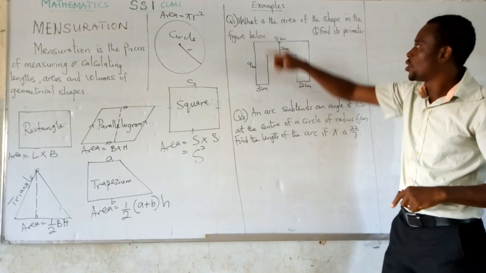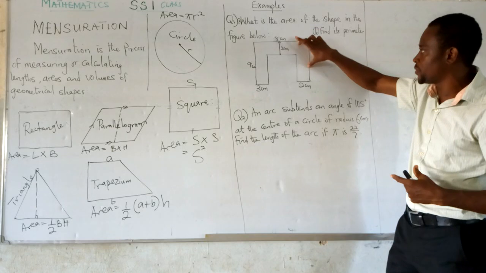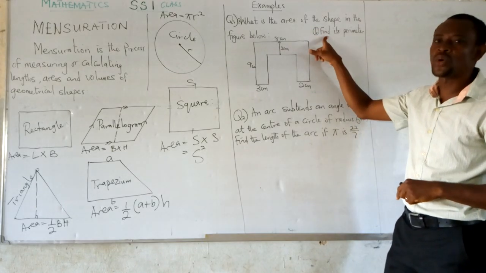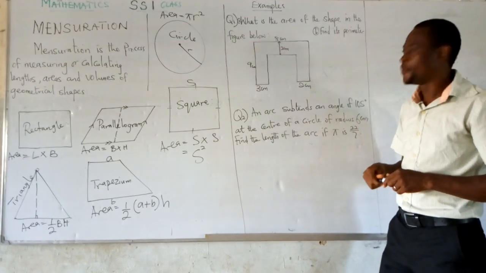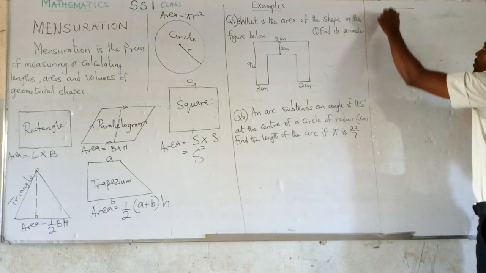Now, we have an example here that we want to quickly look at. In this example, we are asked, what is the area of the shape? That is number 1. Number 2, we are also asked to find its perimeter. Now, let's quickly look at our area.